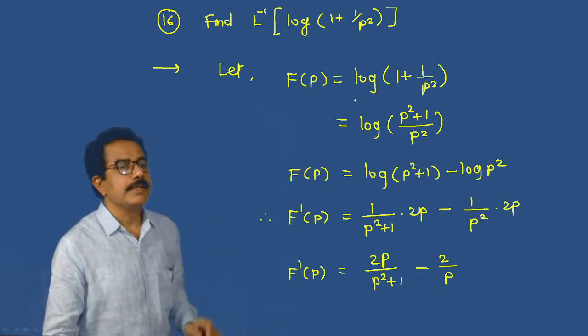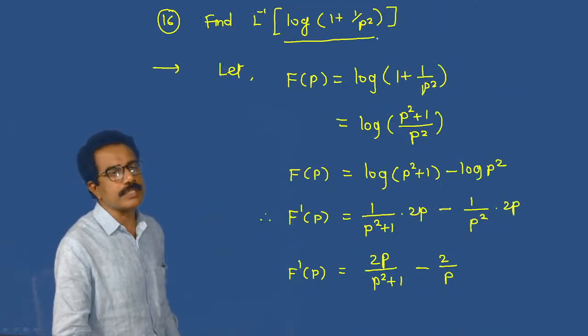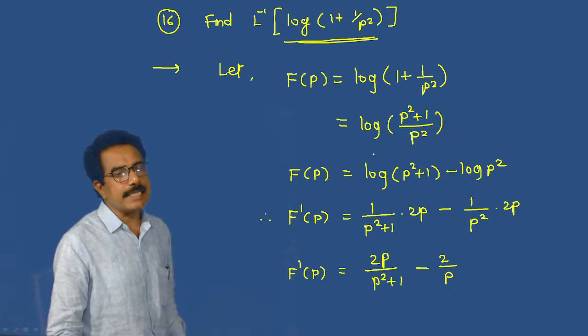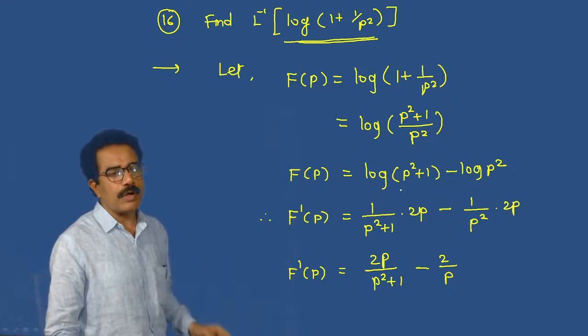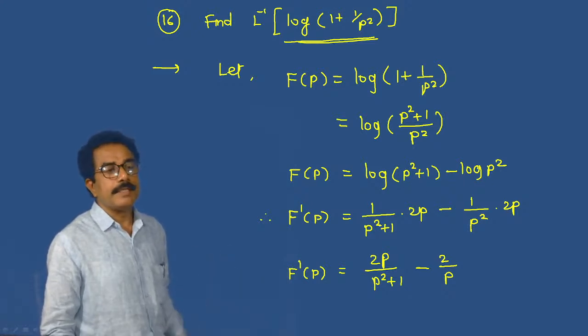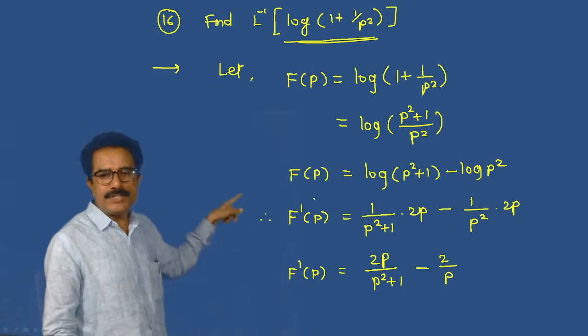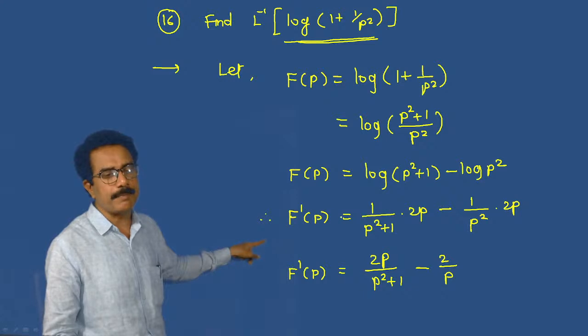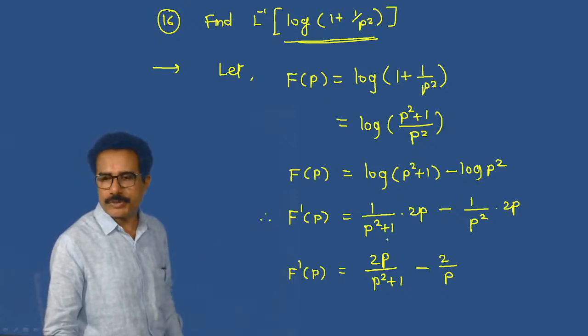So our aim is to solve such types of problems by the method of reducing the log. So first of all, we have to reduce this log. Capital F of p is equal to log of 1 plus 1 upon p square. Taking the LCM, log of p square plus 1 divided by p square. So log of p square plus 1 minus log of p square. Now differentiating with respect to p, we can write F dash of p is equal to 1 upon p square plus 1.